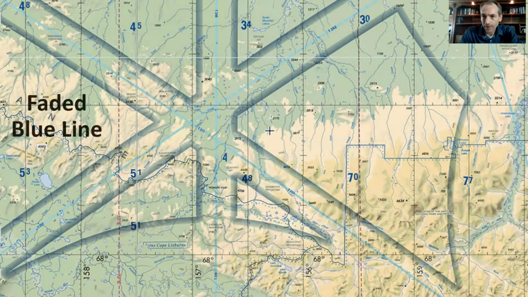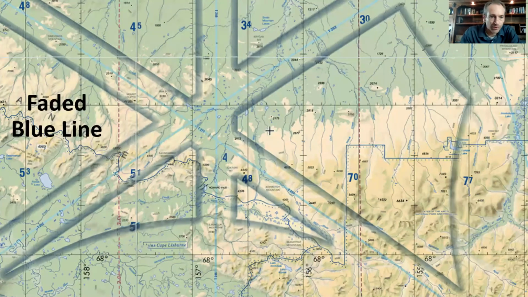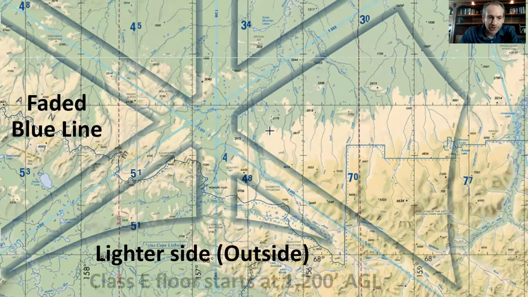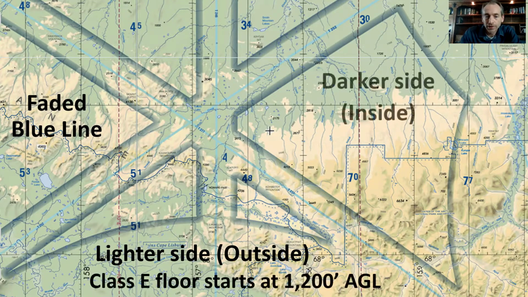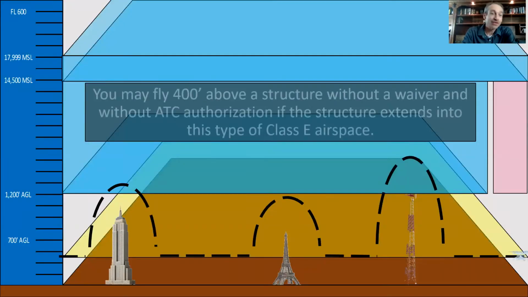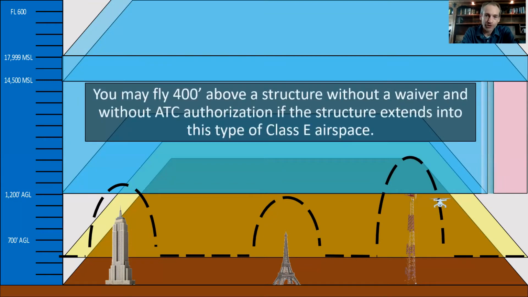So look at this example on the sectional chart. You have your faded blue line, right? On the lighter side or the outside of that faded blue line, your Class E floor starts at 1,200 feet. And then on the darker side or on the inside, your Class E floor is going to start at 14,500 feet MSL. So you can fly at 400 feet above a structure without a waiver and without ATC authorization if the structure extends into that type of Class E airspace.